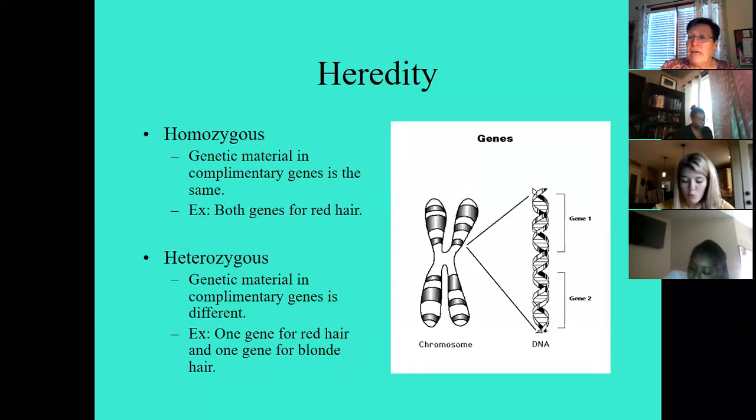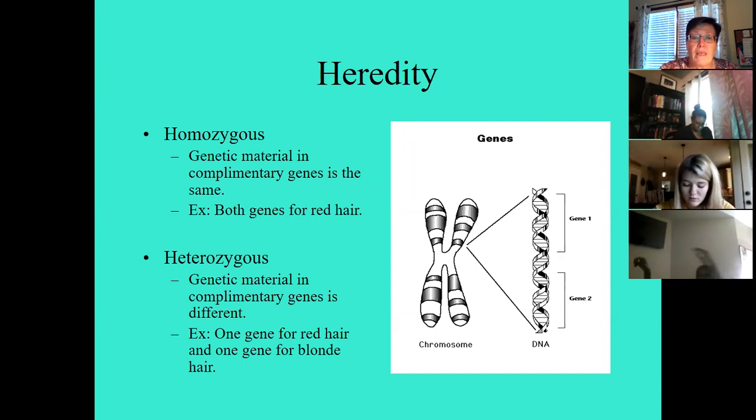If, however, you get 2 different genes for the same trait, maybe you have a gene for red hair and a gene for blonde hair, those are heterozygous. The genetic material for each complementary gene is different. If you had 1 gene for blue eyes and 1 gene for brown eyes, you would have heterozygous genes for eye color. So the genetic material on the complementary pair is different.